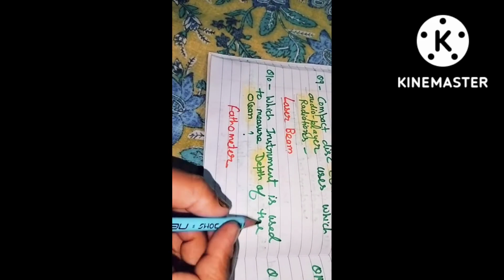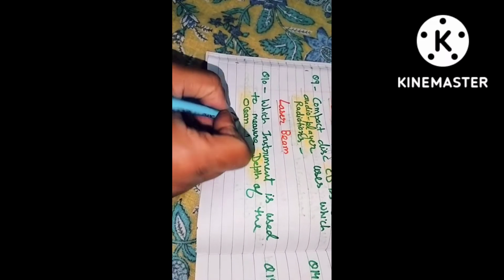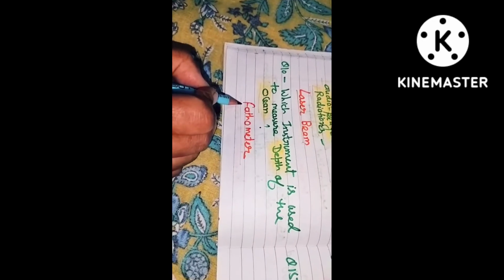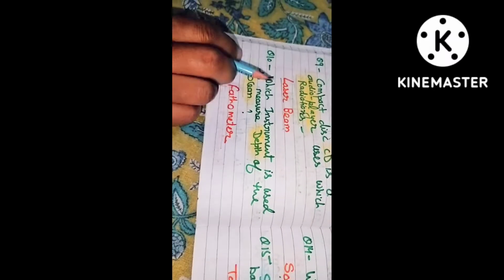Next, which instrument is used to measure the depth of the ocean? The depth of the ocean is measured by the instrument called a fathometer. A fathometer is the instrument to measure the depth of the ocean.